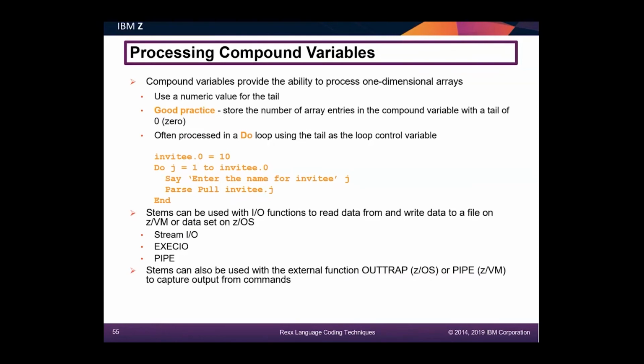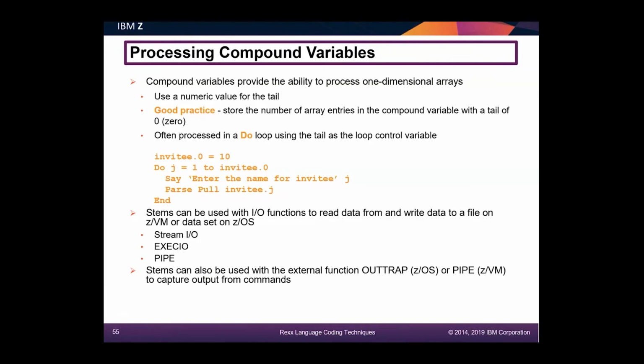So what you often see is something like the do loop that I have here. I have invitee.0 equals 10. That means there's 10 things I want to process. I say do j equals 1 to invitee.0, so 1 to 10. I put a message on the console saying enter the name for invitee and then the number that I'm on, so invitee 1, 2, 3, all the way up to 10. And each time I do that, I pull a response from the console. That's what parse pull does, pulls a response from the console and puts it into the variable invitee.j.